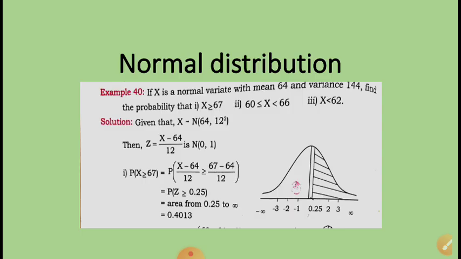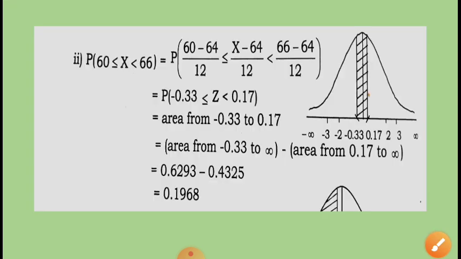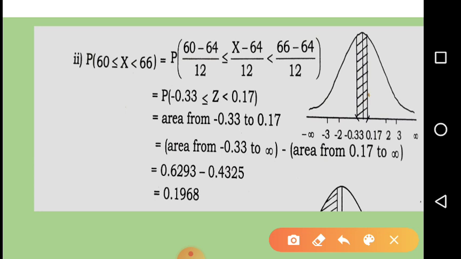Now the question is, second condition they have given. What is the second condition? As you see, this is the second condition. That is, x is in between 60 and 66. X is in between 60 and 66. Okay, see, that's how I'm solving. Same, write the question. Write the question here. Probability, that is x is in between 60 and 66.